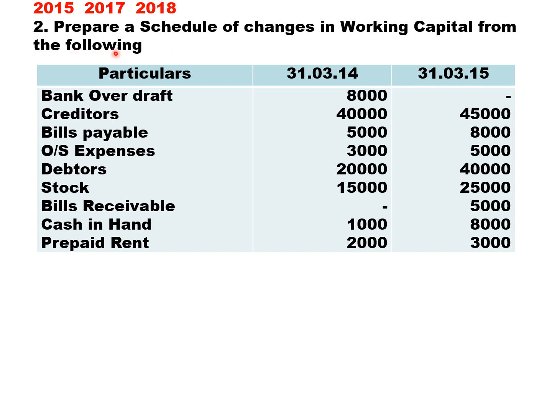Prepare a schedule of changes in working capital from the following. So we have 2014 figures and 2015 figures. Bank overdraft is a current liability. Creditor, current liability. BP, current liability. Outstanding expenses, current liability. Debtor, stock, BR, cash in hand, prepaid rent: all these five are current assets. Prepaid rent is nothing but rent paid in advance. It's a current asset. So students, we have four current liabilities and five current assets. No adjustment as such.